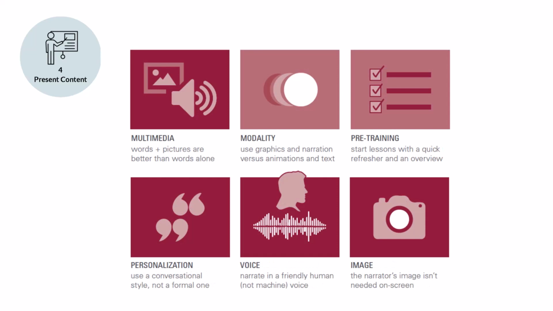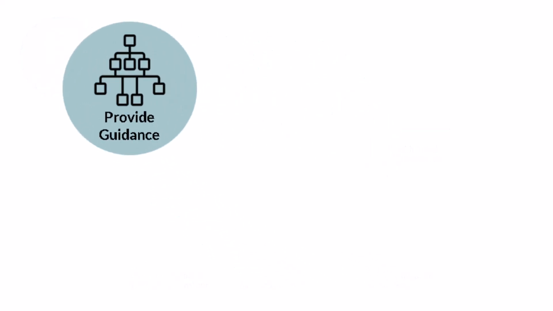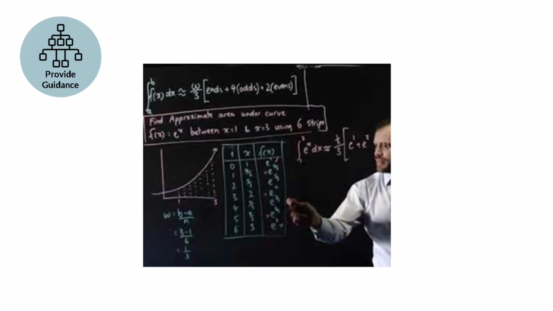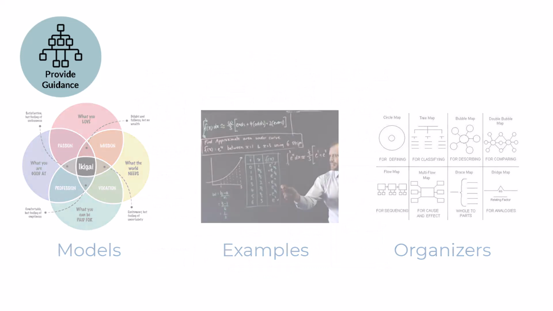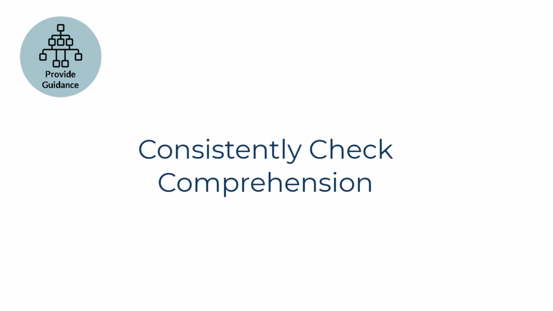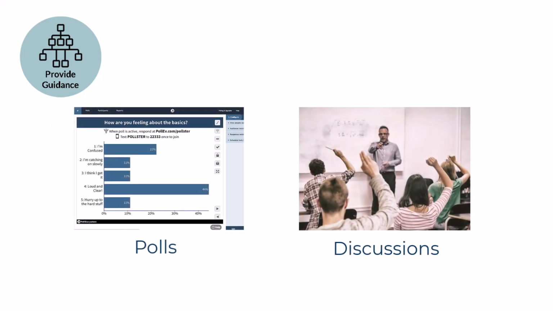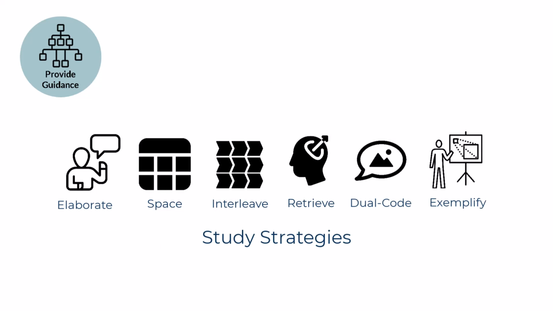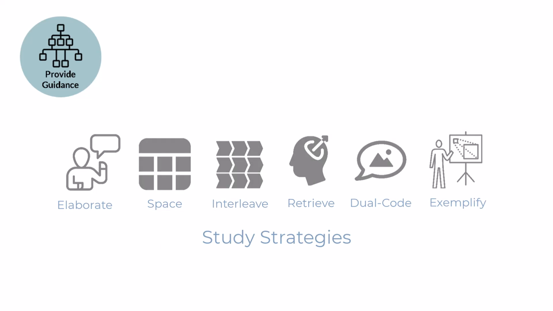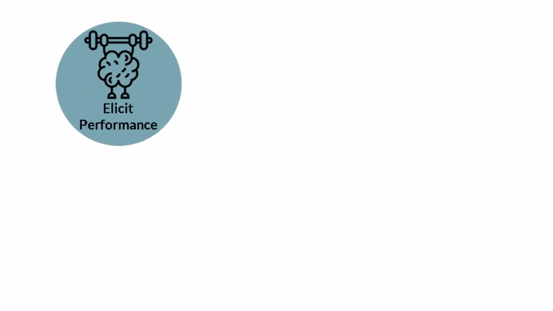Once we've presented content, we need to provide guidance through it. Here, we can provide concept models, worked examples, and advanced organizers for how these skills, knowledge, and attitudes can be successfully applied. This is also a great time to check comprehension by using polls and short discussions. In addition, try to provide learners with useful mnemonics and study strategies that your learners can use to master the content more efficiently. This helps lower anxiety and build confidence for a smooth transition to the next event, elicit performance.